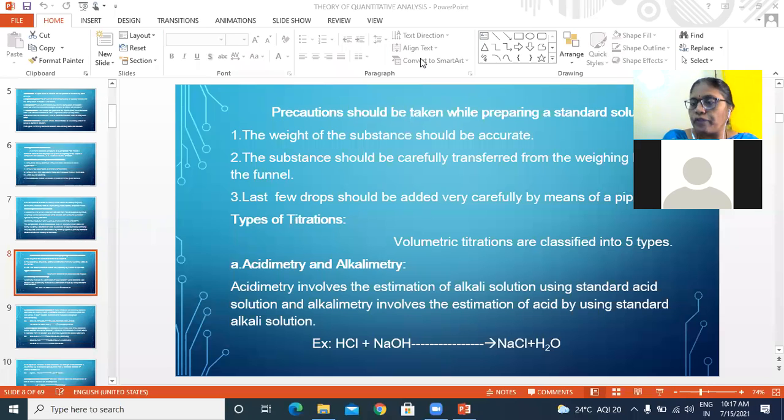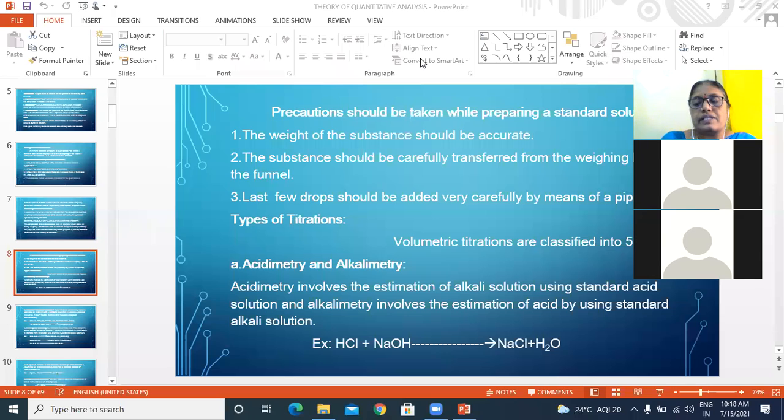For example, if I prepare 250 ml, what I have to do is convert that into liters. So 250 by 1000. If I have marked it, then weight by molecular weight divided by 250 by 1000 gives the concentration. For example, 0.53 by 106, that is sodium carbonate, divided by 250 by 1000. If you calculate that value, it is almost 0.01 molarity of sodium carbonate, which we can prepare.